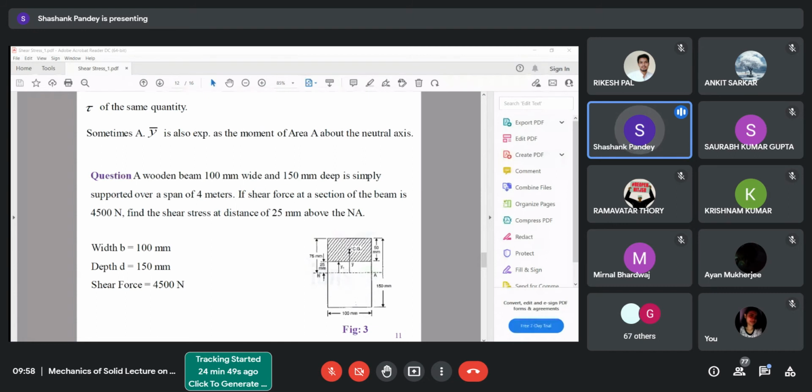Okay, you can find the value of I; you can calculate it. So let us see the solution for this. You may try it at a later point of time.